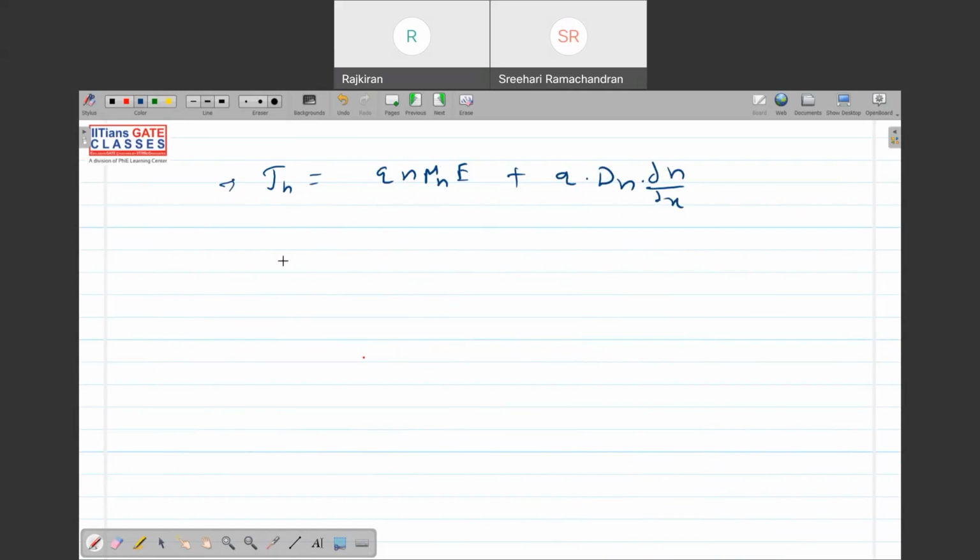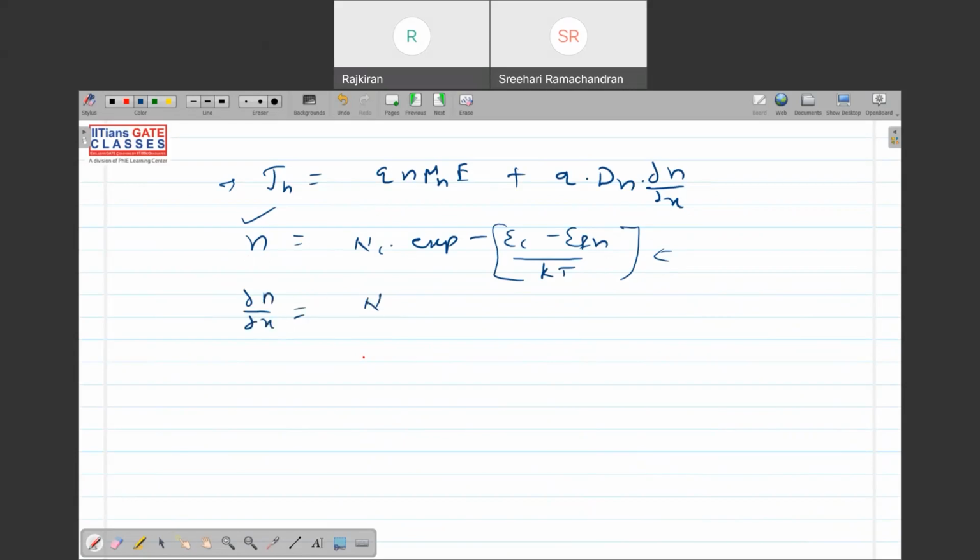We know here n is equal to Nc into exponential of (Ec minus EFn) by kT. EFn is nothing but the quasi-Fermi level for the electrons. Is this equation clear? Is there any doubt in this equation?